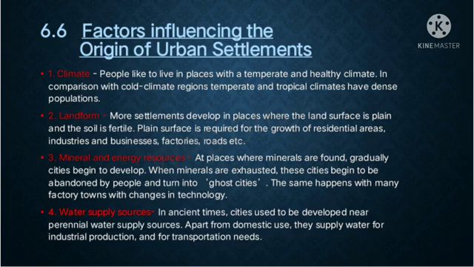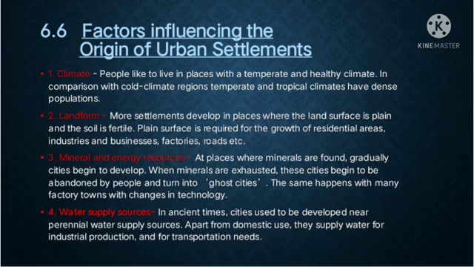Next, factors influencing the origin of urban settlements. First, climate. People like to live in places with a temperate and healthy climate. In comparison with cold climate regions, temperate and tropical climates have dense populations. Second, landform. More settlements develop in places where the land surface is plain and the soil is fertile. Plain surface is required for the growth of residential areas, industries and businesses, factories, roads, etc.